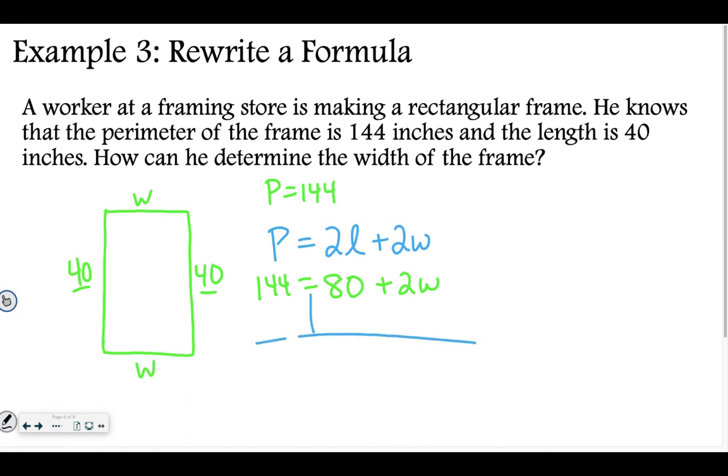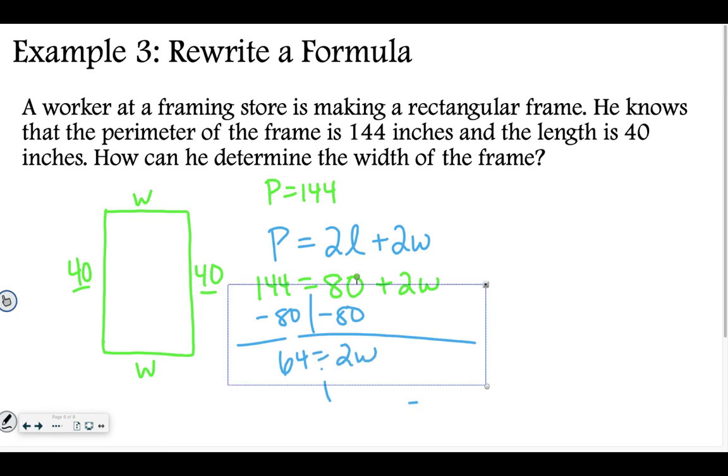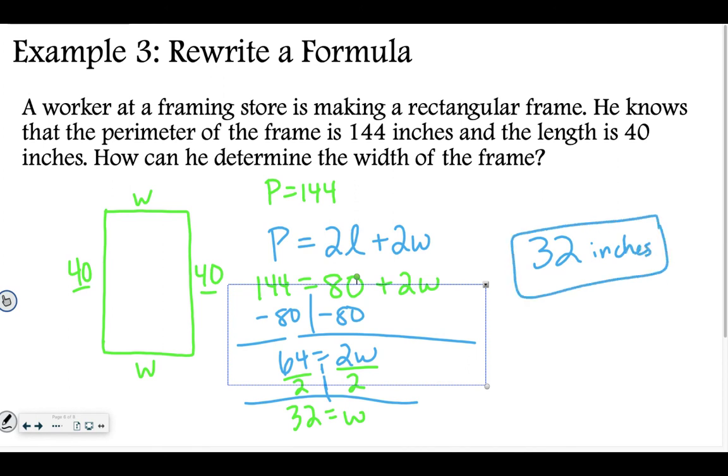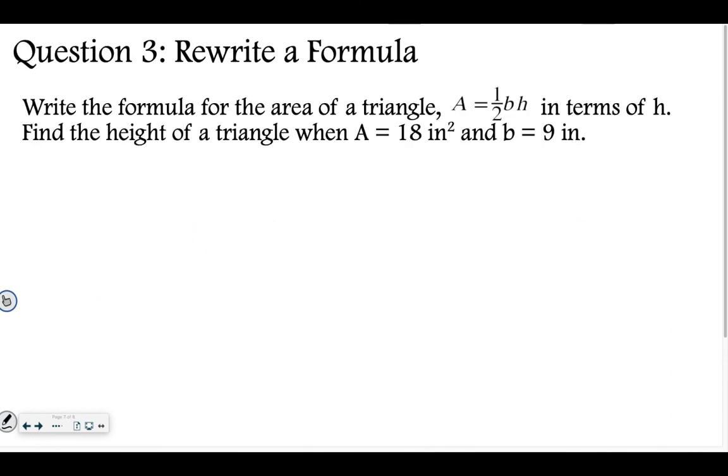So to solve this, I'm going to subtract 80 from both sides. I'm left with 64 equals 2W. Then I continue on, and I divide both sides by 2, and I get 32 equals the width. So 32 inches is my answer. If you have questions on that, please be sure to let me know.